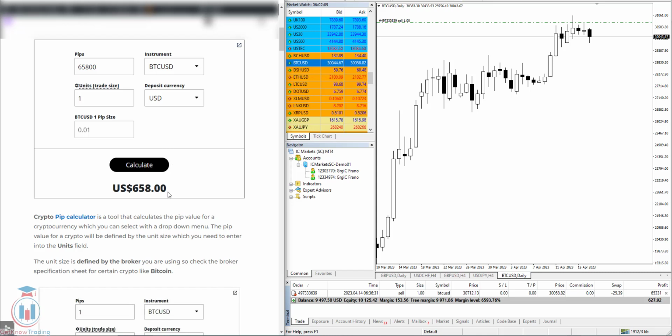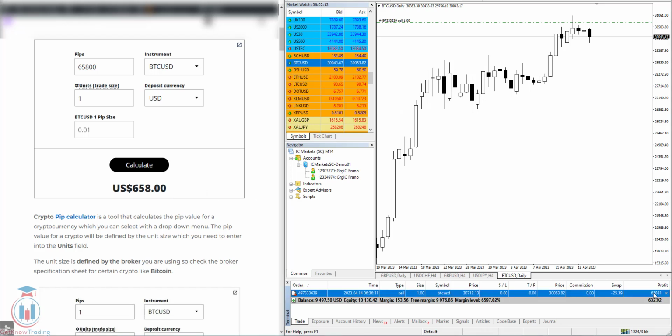value, which should be $658. So this is currently my profit on the trading platform, and you can use the pip calculator for the cryptocurrencies to calculate how many pips will be valued in the deposit currency.